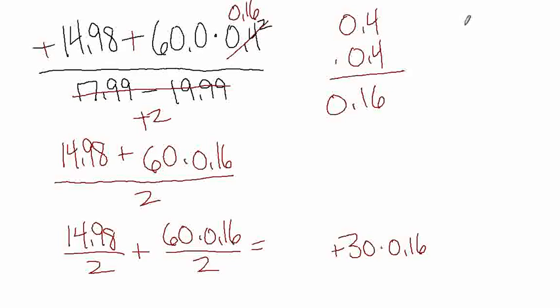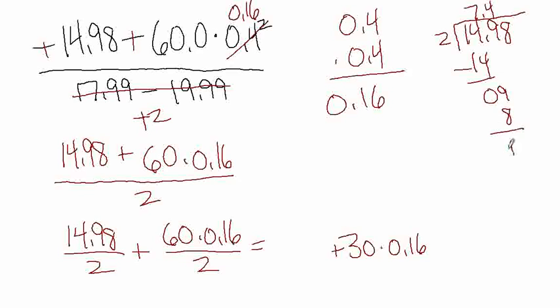14.98 divided by 2. Let me go ahead and work that out. 2 goes into 14 7 times. 2 goes into 9 4 times. 2 goes into 18 9 times, so 7.49.